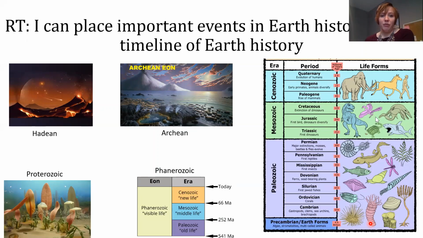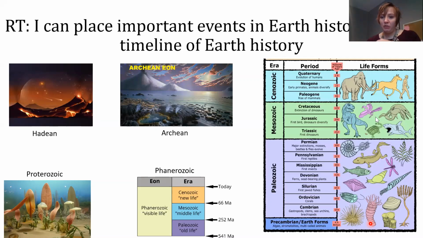The 4th eon, the one that we are in today actually, is the Phanerozoic. And this one we break down into 3 eras: Paleozoic, Mesozoic, Cenozoic. The Paleozoic, we call the age of the fishes, right?